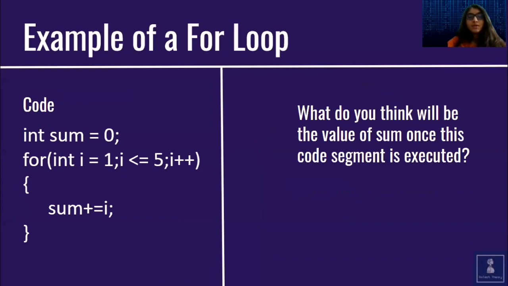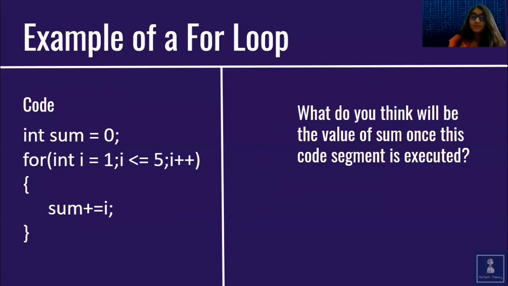Over here the code is int sum = 0, and then for (int i = 1; i <= 5; i++) { sum += i; }. So what exactly is this doing? First of all, it initializes an integer variable called sum, which is 0, and then we start the loop. As we know, it is initializing the variable i to 1 before the loop starts.